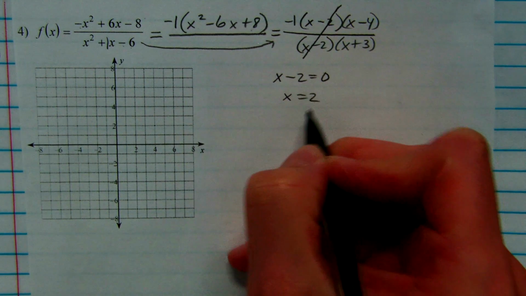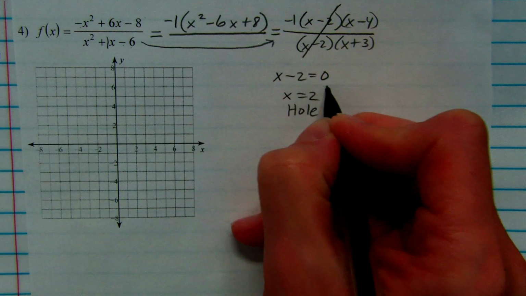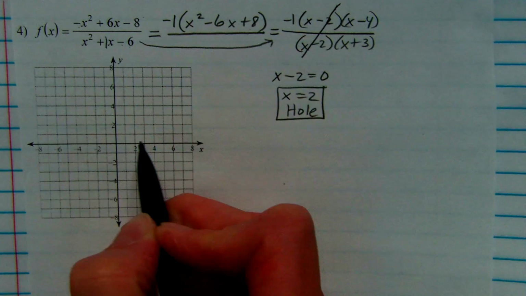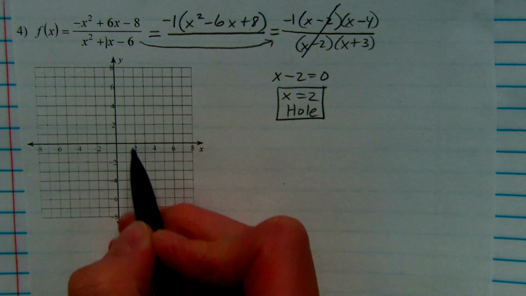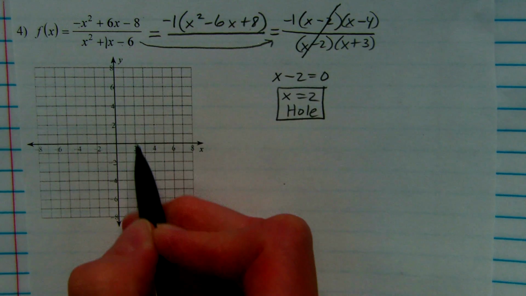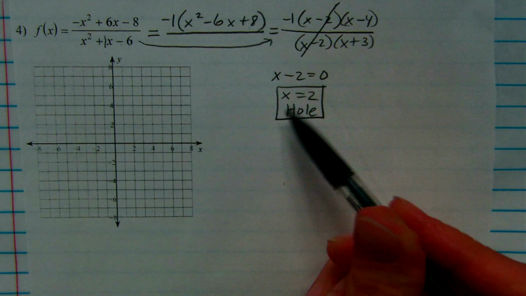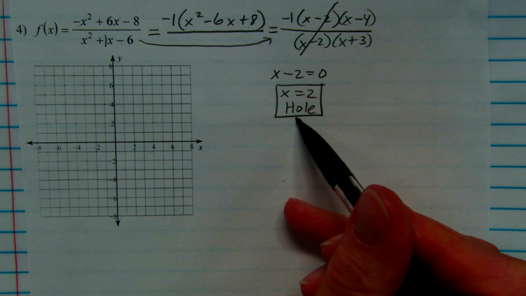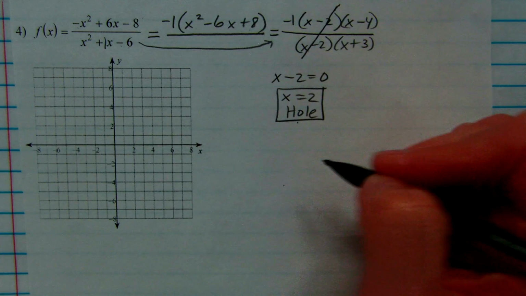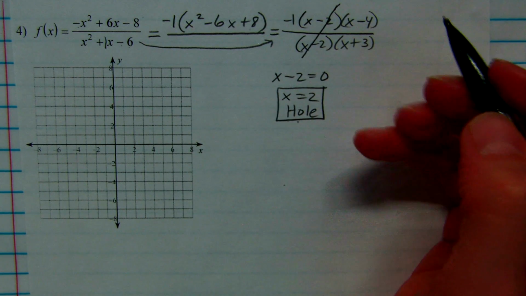So x equals 2 is where there is a hole in the graph. So when we graph it, whatever part of the graph lines up with x equals 2, this line right here, we'll have to put in a little hole. And that's something that the graphing calculator does not show you. All right. So what other information can we get?